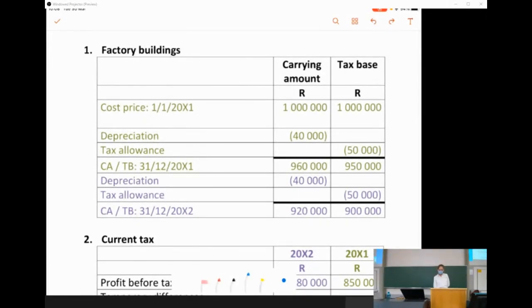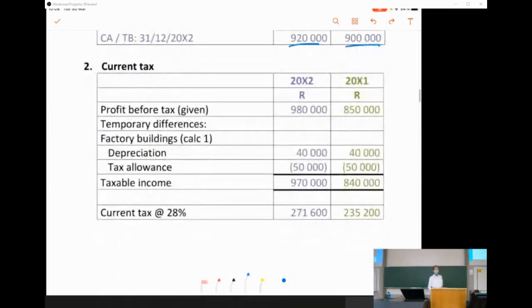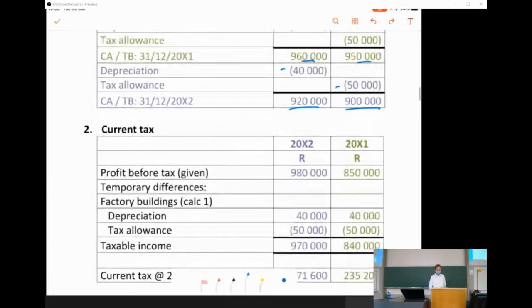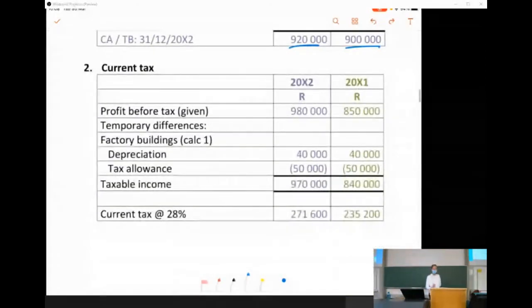So we've already calculated our carrying amount and our tax base for year 1. Now we just have our depreciation and our tax allowance again, giving us our carrying amounts and tax base for year 2. Good. Got that. Nothing weird or strange there. In our current, we'll get to the revaluation just now. So this is for the building. Yeah, that's just for the building. So we'll get to the revaluation of the land now.